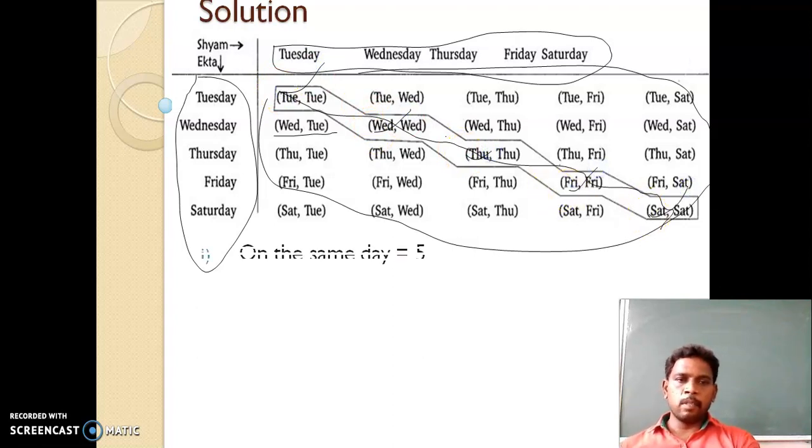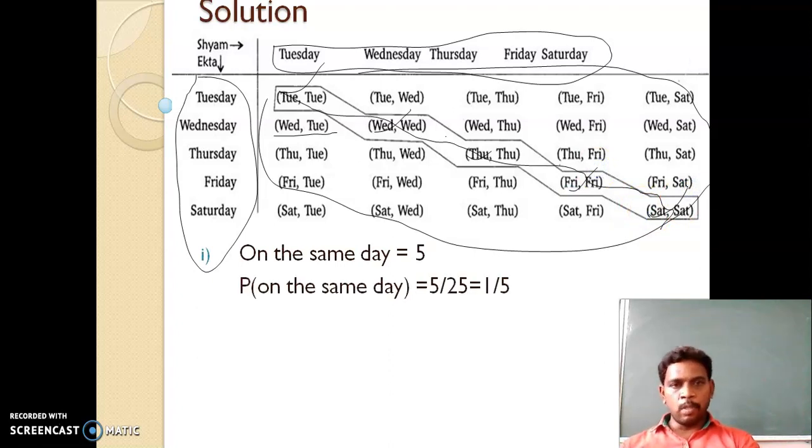Totally 5 days are there. So the number of favorable cases is nothing but 5, so the probability is 5 by 25. Here 5 is the number of favorable cases, and 25 is the total number of cases. So after simplification, it is 1 by 5. So the next question is on consecutive days.